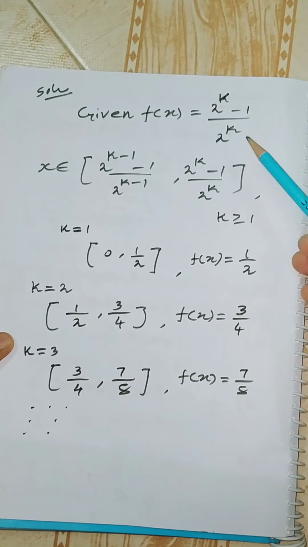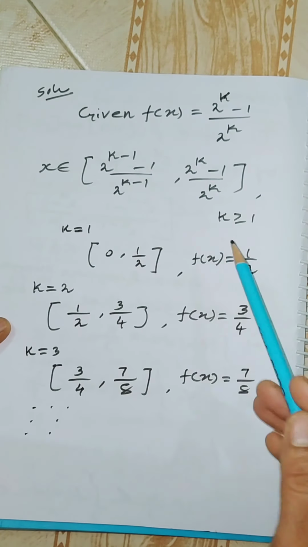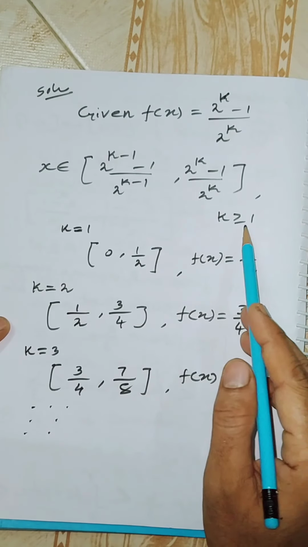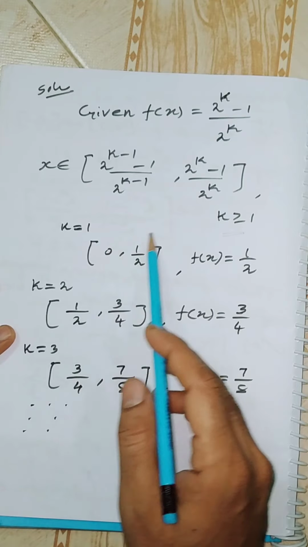This is the given problem. f of x is defined like this, with x in the closed interval like this. So k is greater than or equal to 1. So I take first k equal to 1.